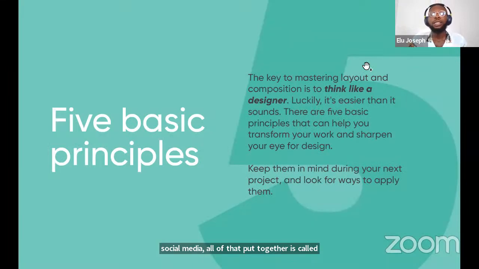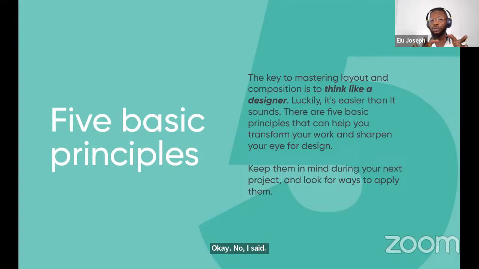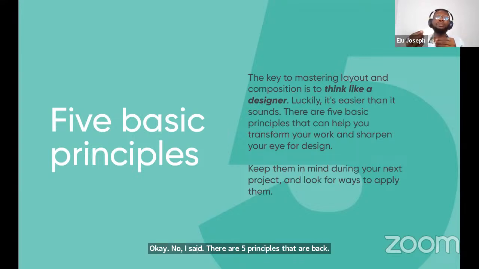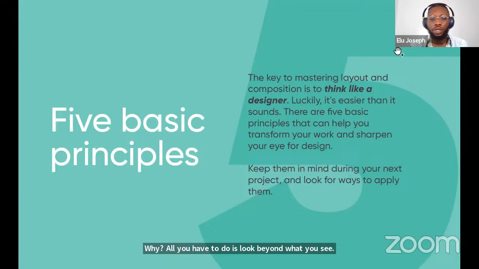Okay? Now, I said there are 5 principles that back composition and layout. And I also said the key to mastering that is for you to think like a designer. And thinking like a designer is very easy. It's not a big deal. Thinking like a designer is very simple. Why? All you have to do is look beyond what you see. Always look beyond what you see. Because designer is meant to be what? The eye of the community.